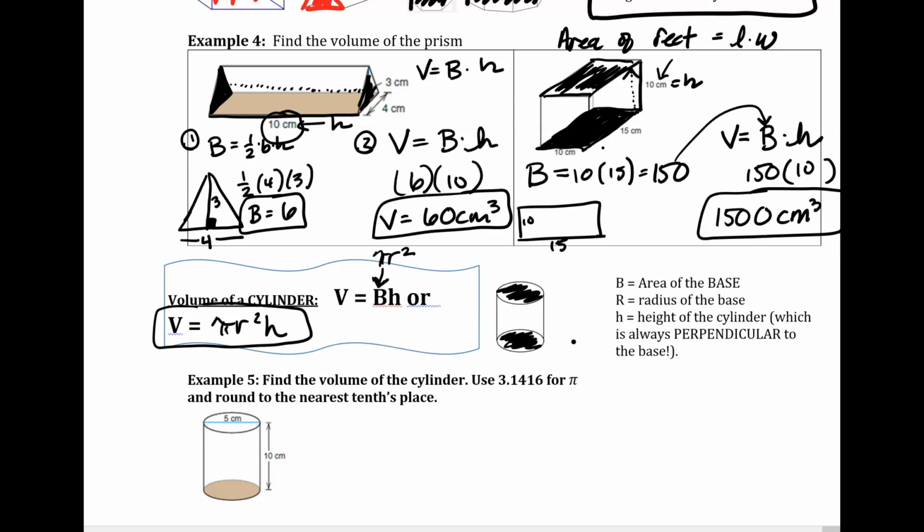And again, height is always perpendicular to the base, so it's this measurement. And if the cylinder were laying on its side, for example, the height would be that distance. So it's not always vertical.